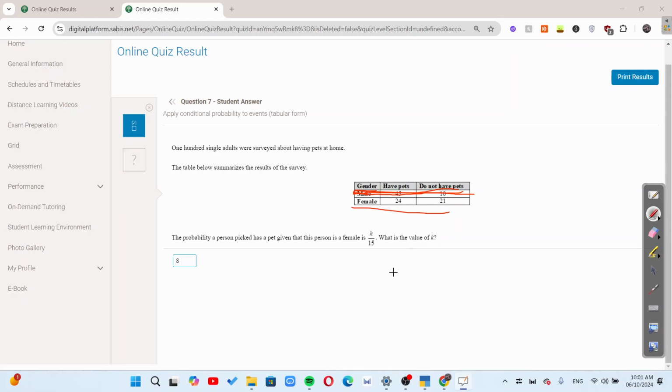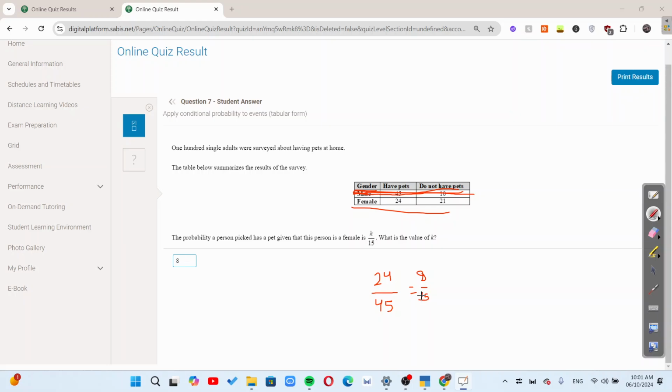You add these two together to get the total. So 24 plus 21 is 45. So you have 45 women in this case. So what's the chance that this woman has a pet? It's 24 over 45. And that's it. You just have to simplify it by dividing by 3, which is 8 over 15.